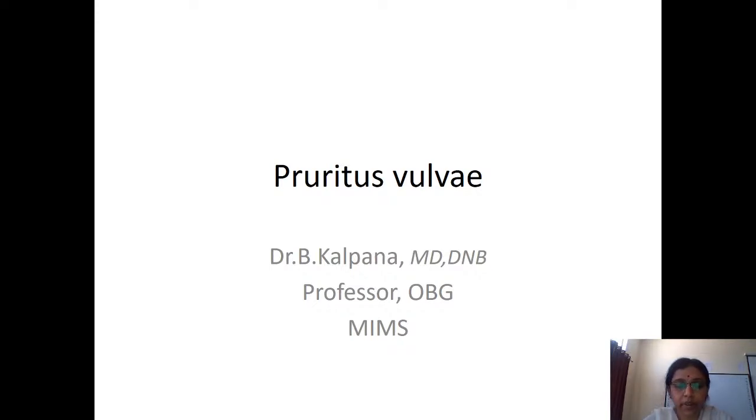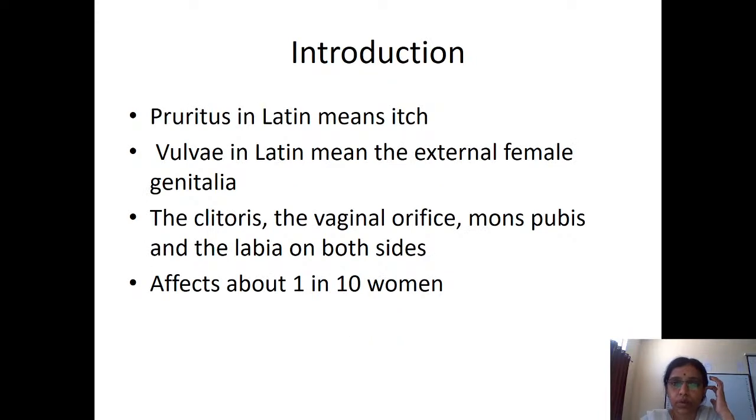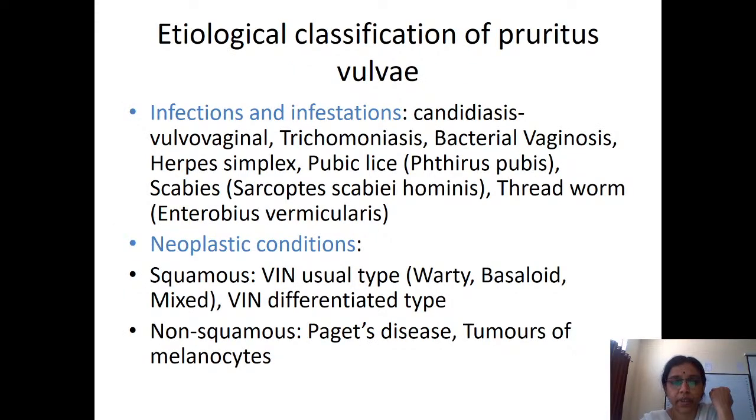So, good morning, everybody. Today, we will deal with one of the most common gynecological complaints, that is pruritus vulvae. To start with, pruritus in Latin usually means an itch, and vulvae, again in Latin, means the external female genitalia, which usually includes the clitoris, the vaginal orifice, the mons pubis, and the labia on both the sides. This condition usually affects about 1 in 10 women. So, it is a very common complaint.